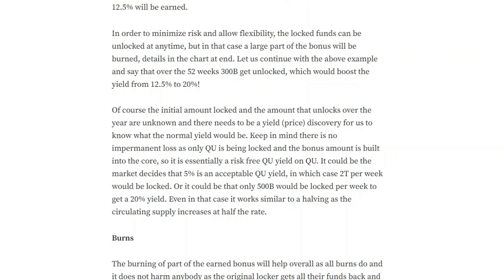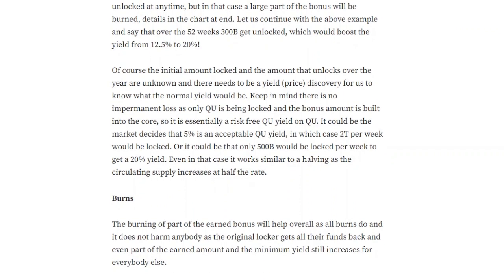Keep in mind there is no impermanent loss, as only Q is being locked and the bonus amount is built into the core. So essentially, risk-free Q yield on Q. It could be the market size of 5% is an acceptable Q yield, in which case 2 trillion per week would be locked. That's probably more realistic. That about 2 trillion would be locked and taken totally out of the Qubic supply for people to sell. Or it could even be that only 5 billion would be locked per week to get a 20% yield. Even in that case, it works similar to a halving, as the circulating supply increases at half the rate. Then the circulating supply isn't increasing as much, which I think is quite self-explanatory.